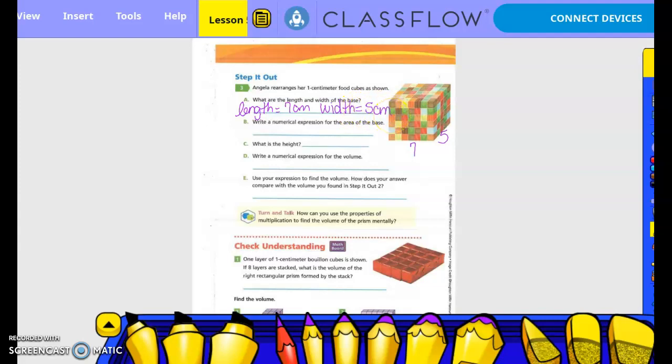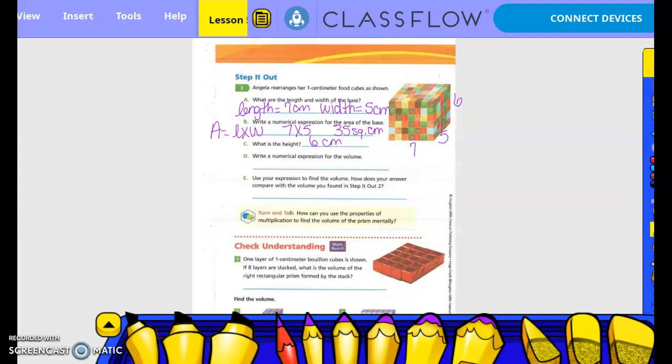Write a numerical expression for the area of the base. So what's our formula for area? Area equals length times width. So in this case, it would be 7 times 5. And then our area would be 35, what? Square centimeters. Or you could write 35 centimeters squared, right? What is the height? So this is 6, right? So 6 centimeters.